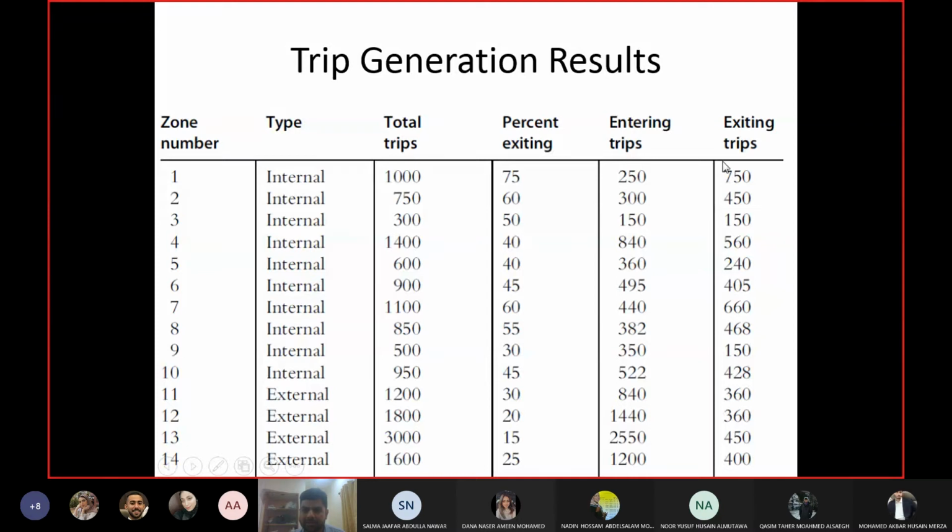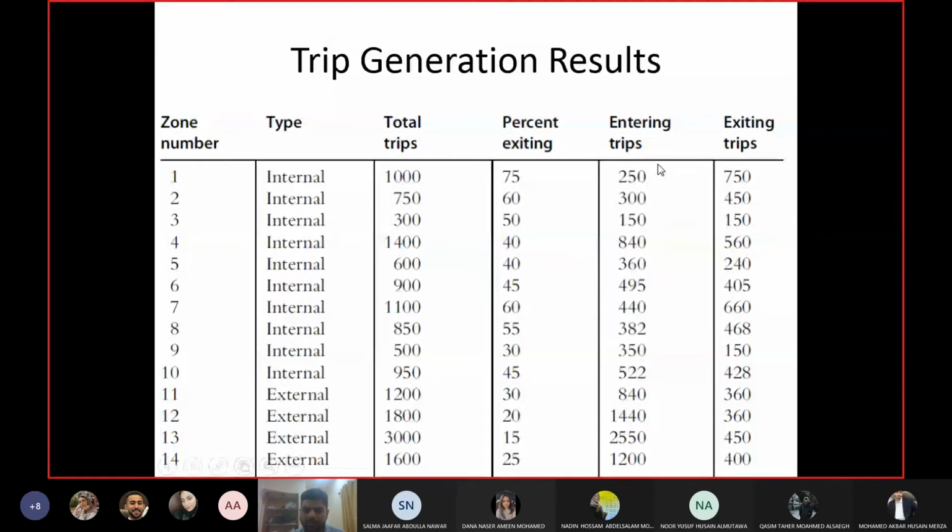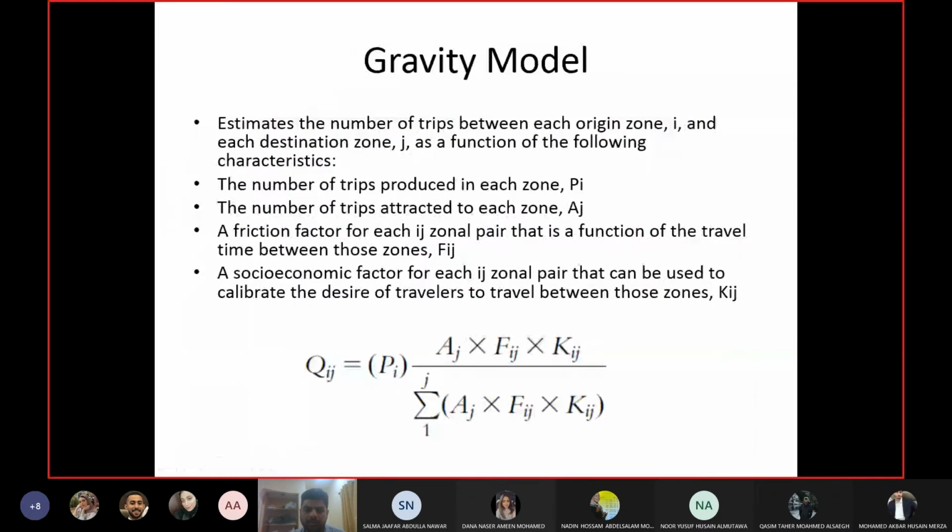Okay, the exiting is the number of trips produced and entering is the number of trips attracted. So you already have P and A. If I'm talking about zone 1, this will become Pi for zone 1, and this will become Aj for zone 1. Where you are getting this from is the percentages given in the ITE manual. So Pi and Aj are already calculated from the trip generation stage.